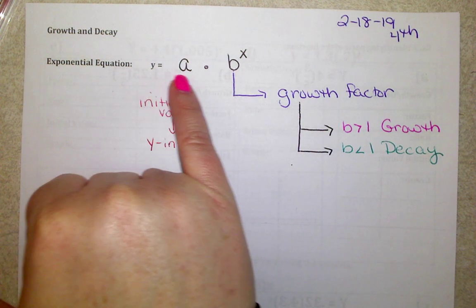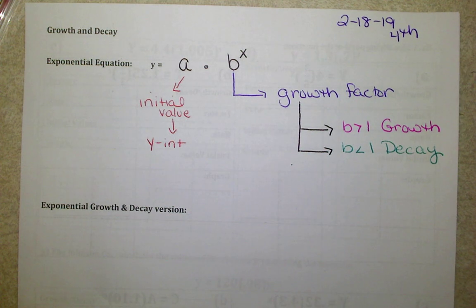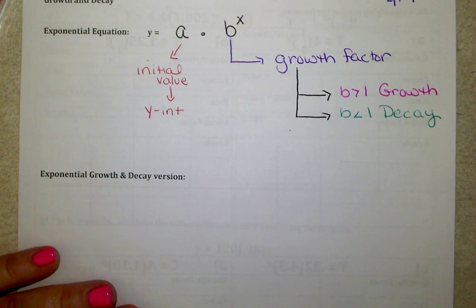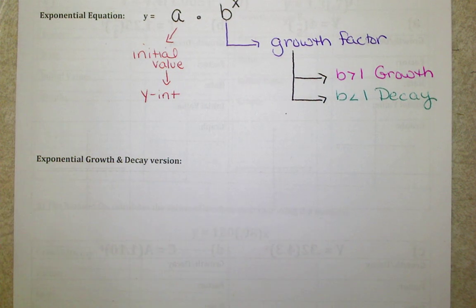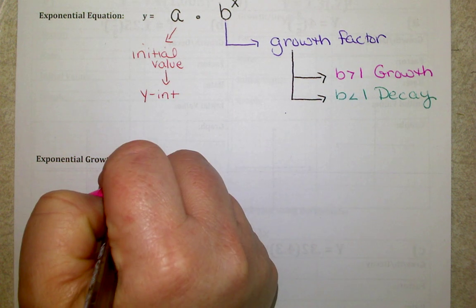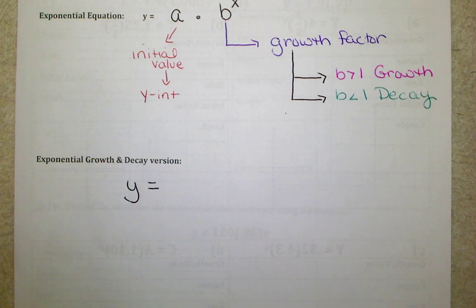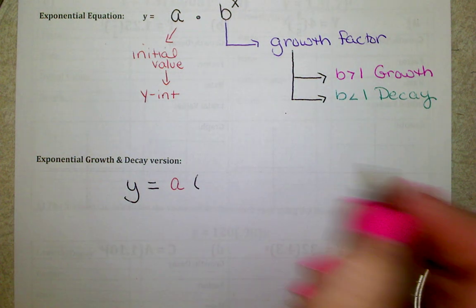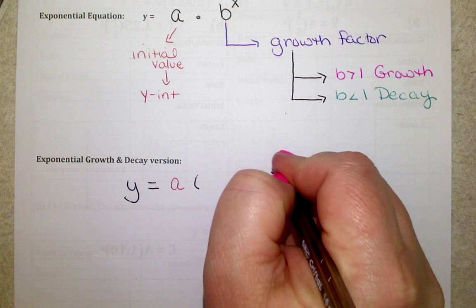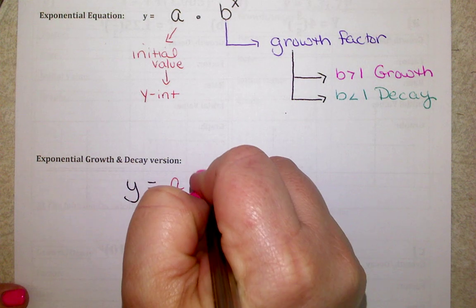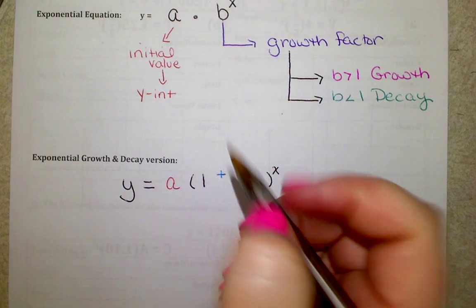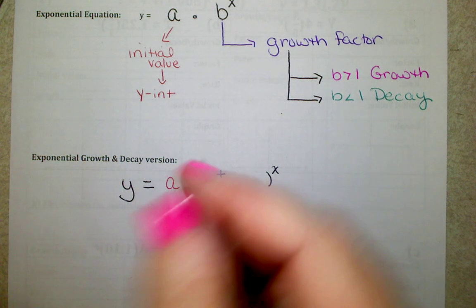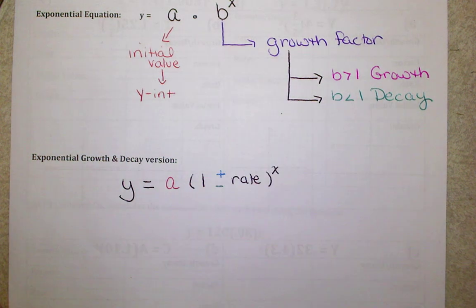Now this is the basic equation for exponentials. Okay, what we want to do is take that same equation and look at it as an exponential growth or decay version. All right, so that version is going to be y equals your a times, instead of b this time, we got some specialty situations right here. It's either going to be 1 plus or minus your rate raised to the x.